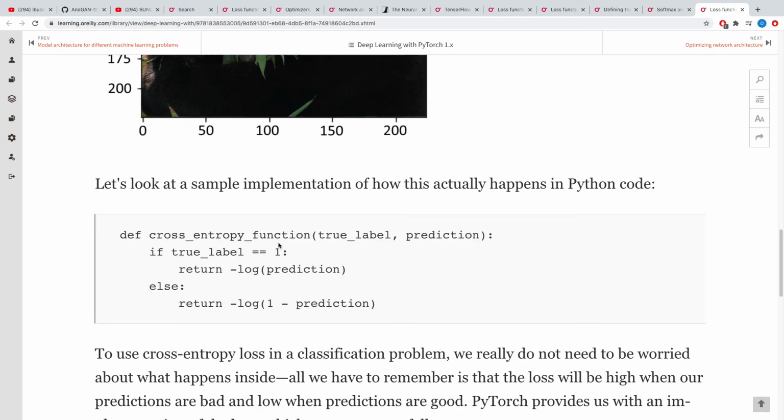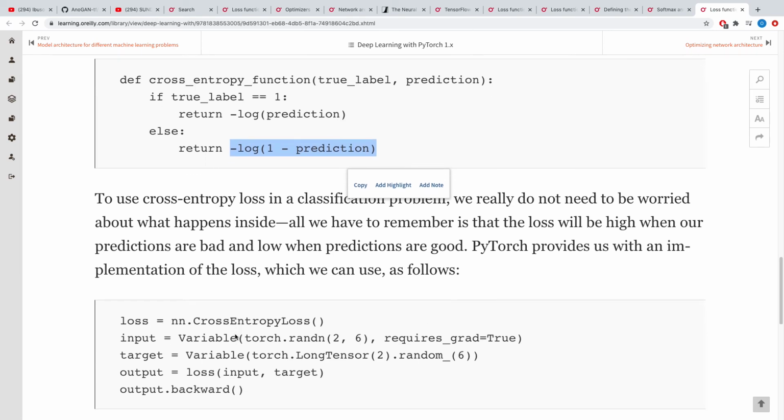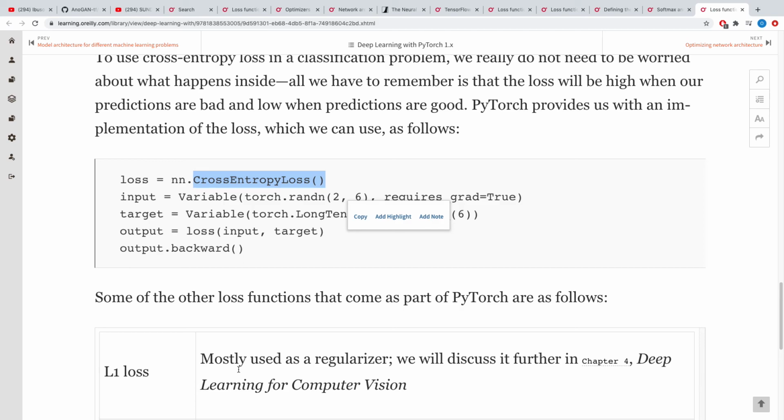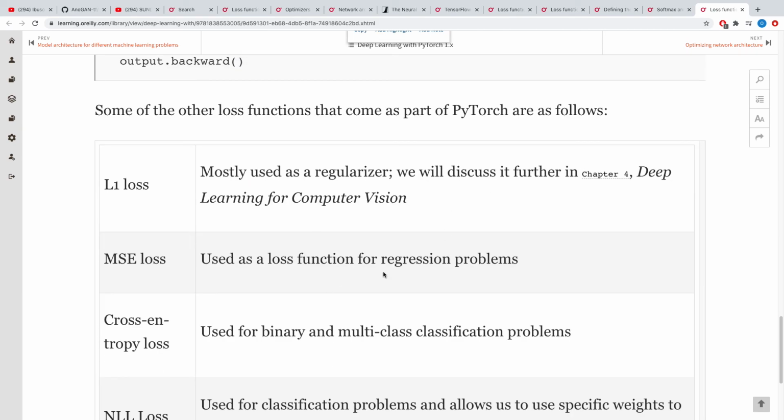So this is the cross entropy function in PyTorch. If it is 1, you have the negative log. If it is 0, you have this. That's the cross entropy loss function in PyTorch. Just the same thing: you call the class and initiate an instance of the class. Other loss functions work just like we have discussed.